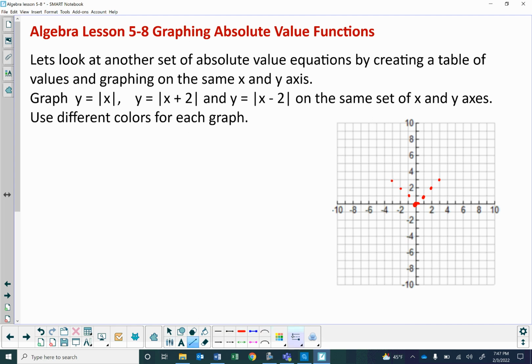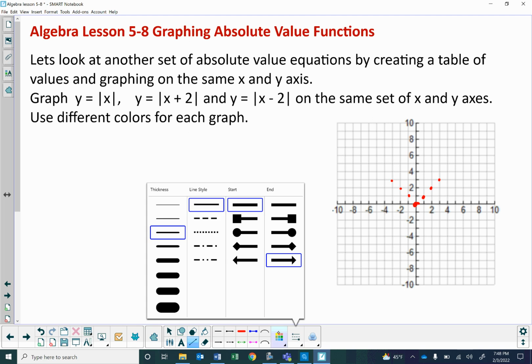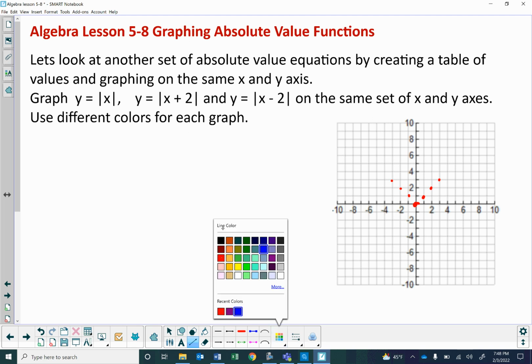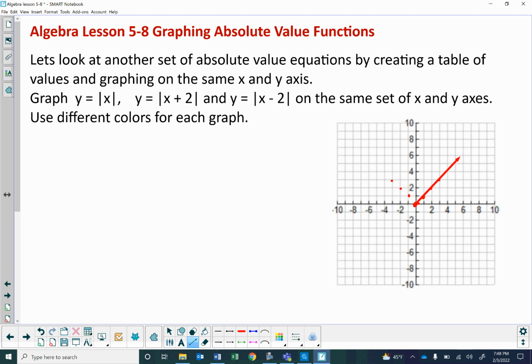Graph this in red. There we go. So there's my first equation.